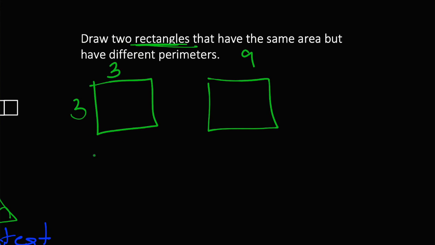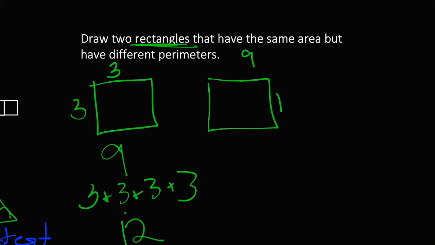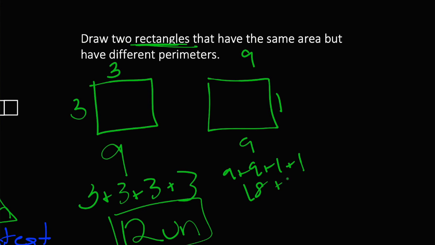So 3 times 3 is going to be 9. But what is the perimeter? That's going to be 3 plus 3 plus 3 plus 3. That's going to be 12. So we actually got a perimeter greater than our area. So our perimeter is going to be 12 units. And then our perimeter over here is going to be 9 plus 9 plus 1 plus 1. That's going to be 18 plus 2, and that's going to be 20 units. So they both are different.